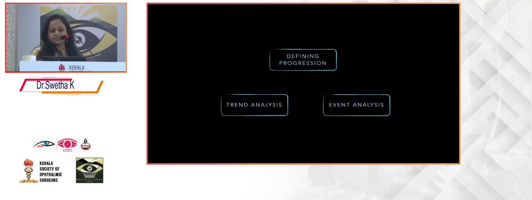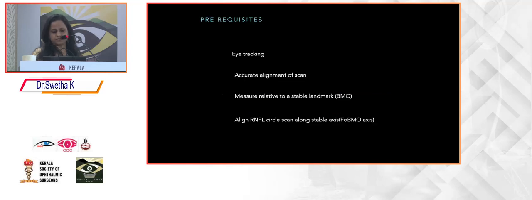Now, generally when you have progression analysis, you have the trend analysis and event analysis. Trend analysis is nothing but you see the trend, how it goes, multiple tests are taken and how the trend line is, whether it's going down or not. Event analysis, you compare with the baseline, and if you get any change, that is shown. Generally the prerequisite is you should have eye tracking in OCT, accurate alignment of scan, a stable landmark to measure relative to, and you have to align the RNFL circle.